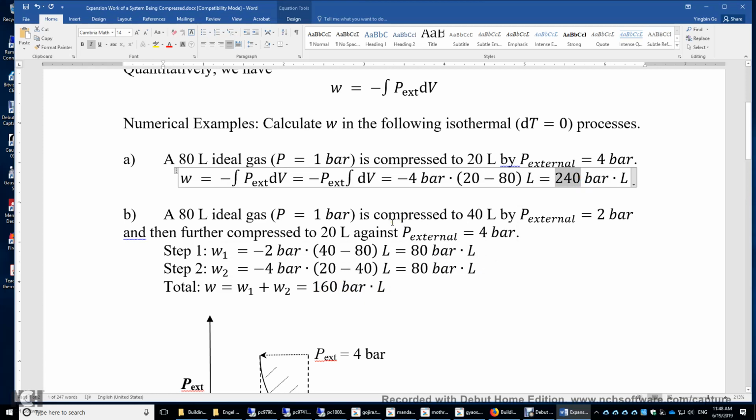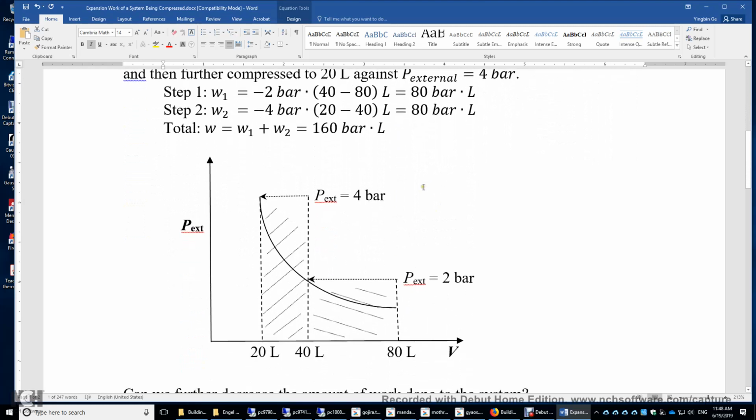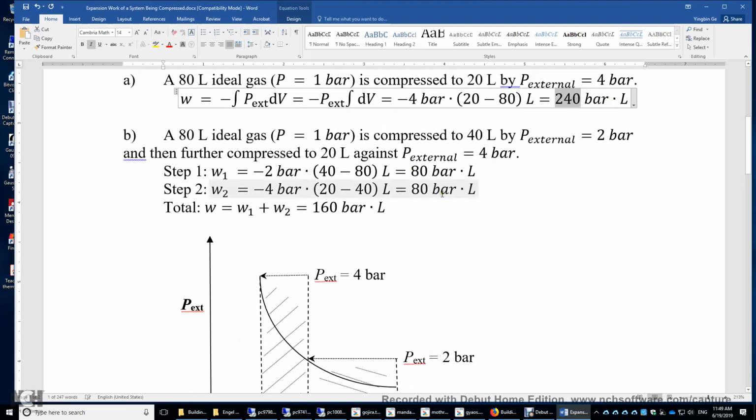Let's visualize this process. Let's say we first use a constant external pressure of 4 bar and then compress the system from 80 liters to 20 liters. So really we go from here to here, and then the amount of work is the area of this rectangle with two sides. One is the external pressure of 4 bars, that's the height, and this width is 60 liters. Therefore you have 60 liters times 4 bars, you get 240 bar liters.